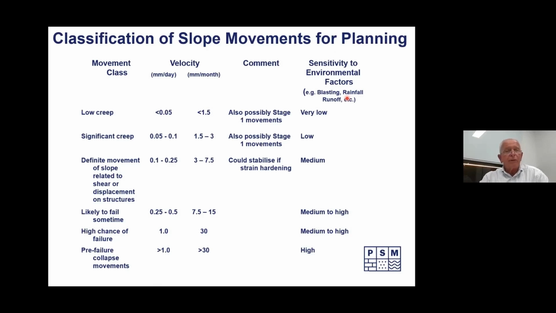We have also a classification system. Now, I won't go into this in a lot of detail. This is what I use for managing slopes. These divisions up here are related to the sensitivity to the environmental factors. These tables are in my keynote addresses, which will be available later on. And that sensitivity at very low creeps is very low, but as we keep getting faster and faster rates of movement, we increase our potential sensitivity.